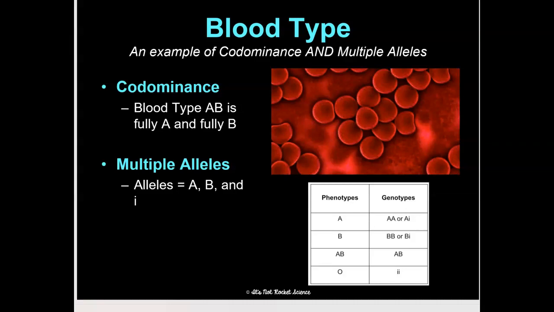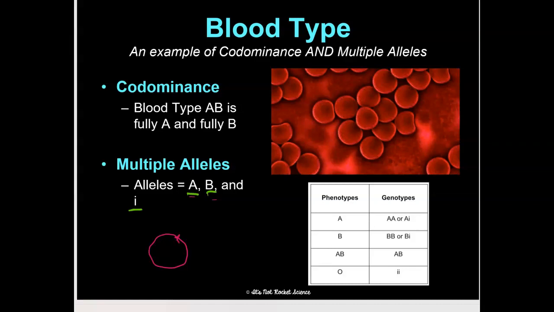So I said that blood type is both codominant and multiple alleles. When I say multiple alleles, it means that there are more than two alleles. So I can have an A allele, I can have a B allele, or I can have an O allele. And we show the O with a lowercase i because it is recessive to A and B. And the reason is that really what we're talking about is that red blood cells, or blood cells in your body, can have proteins on the surface, and that's what the A and B are referring to.